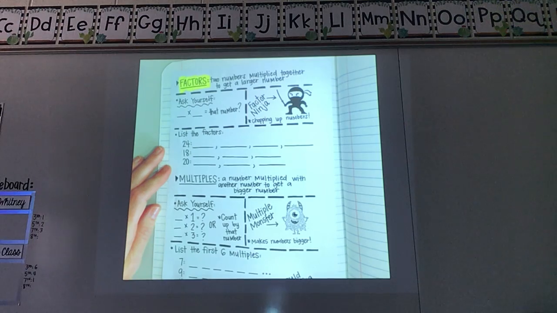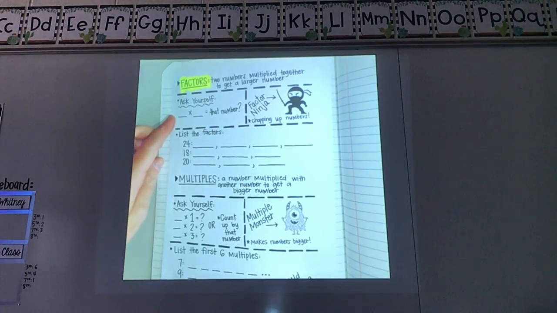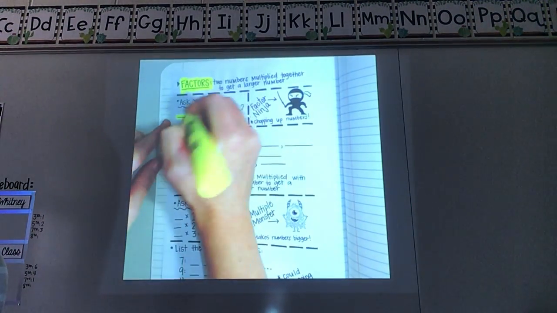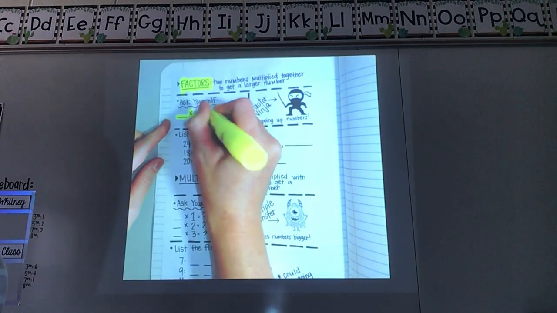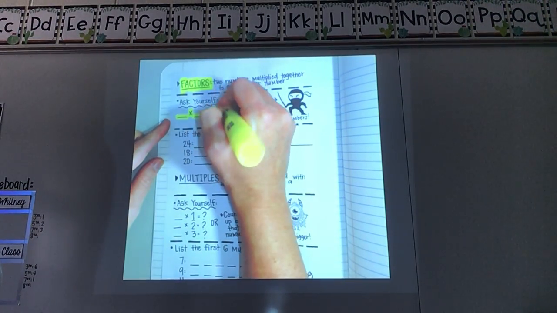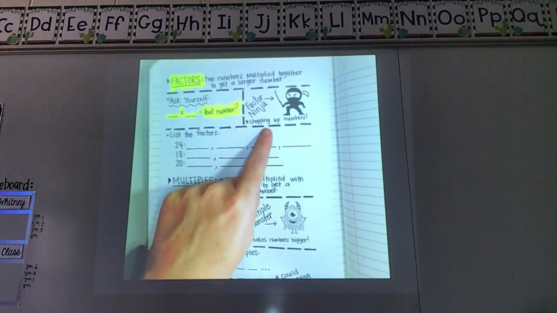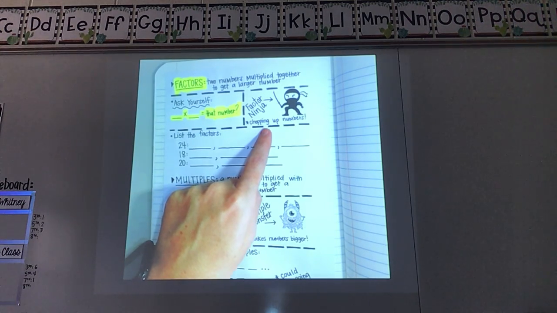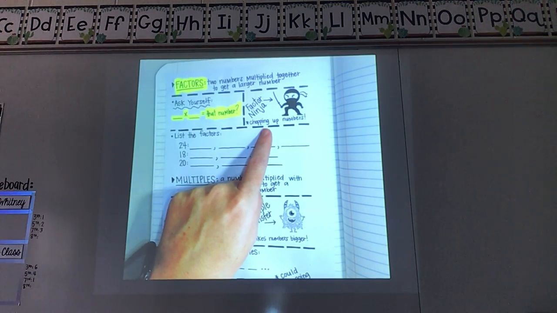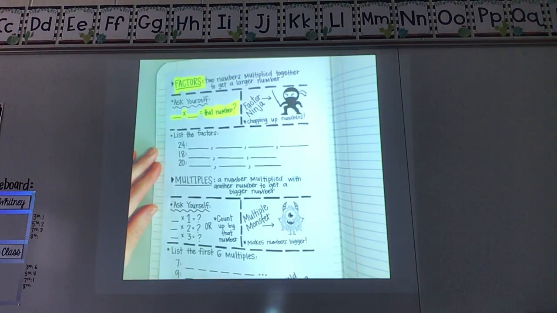Factors are two numbers that are multiplied together to get a larger number. So when we are trying to find factors for a number, we are going to ask ourselves, what times what equals that number? We're trying to find two numbers that will multiply together to give us the number that we're trying to find. In fourth grade, you might remember that we talked about Factor Ninja, chopping up numbers. So we're taking this big number that they give us and we're going to chop it up into things that can multiply together to equal it. Let's do a couple of practice problems.